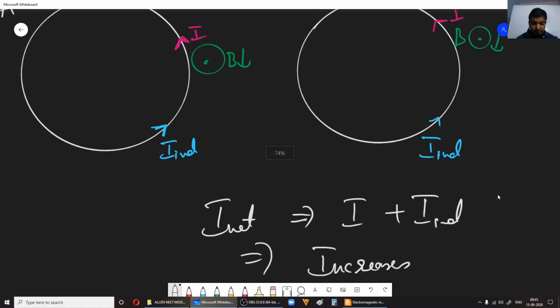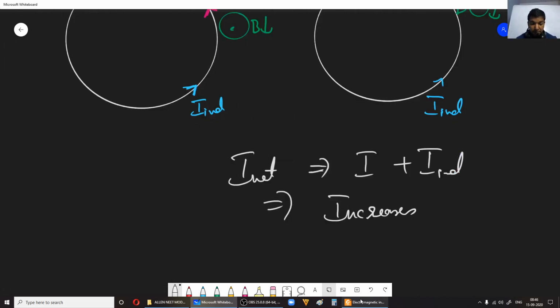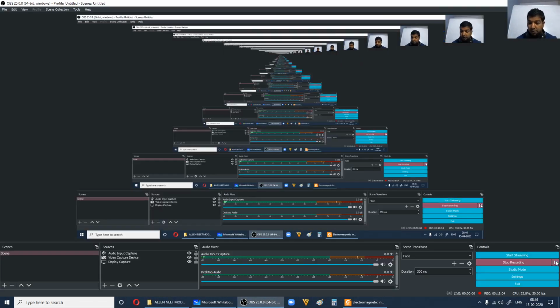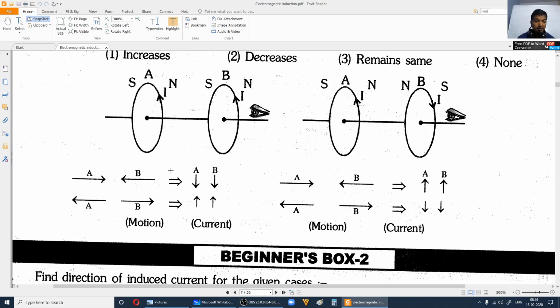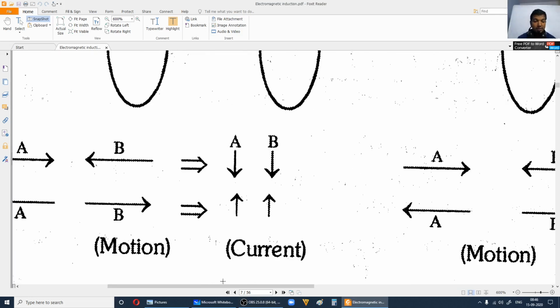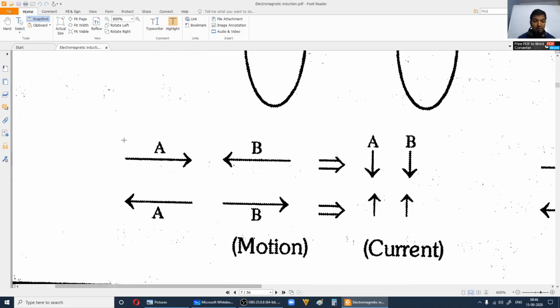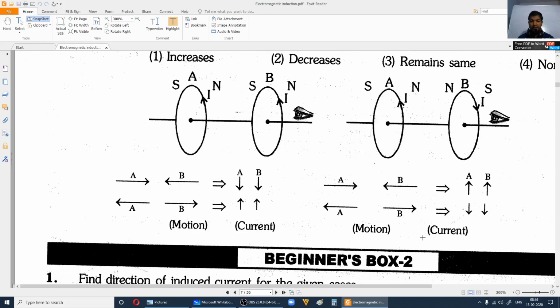All right, fine. So let us see the keys now. Yes, you have the answer here. When the coils are moving towards each other, the current in A decreases and the current in B also decreases. When they are moving apart, the current will actually increase. Okay, so I hope you got this.